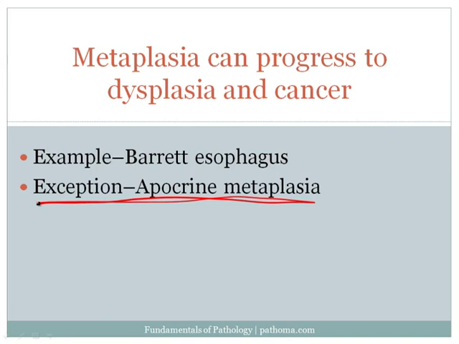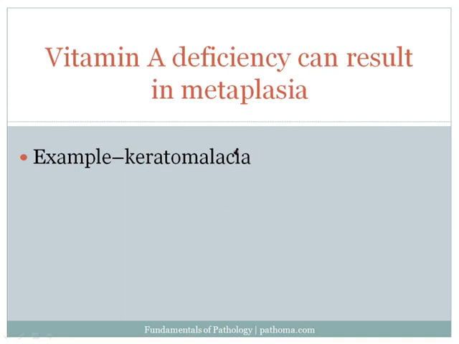Now, one very important exception, which is commonly tested, is that apocrine metaplasia does not increase the risk for cancer. Okay, what's apocrine metaplasia? Apocrine metaplasia is one of the changes that's seen in association with fibrocystic change of the breast. The fibrocystic changes can be associated with an increased risk for the future development of breast cancer. However, apocrine metaplasia does not increase the risk for future breast cancer. And that's important because although it's a metaplasia, it does not increase the risk for cancer. So please keep that in the back of your mind.